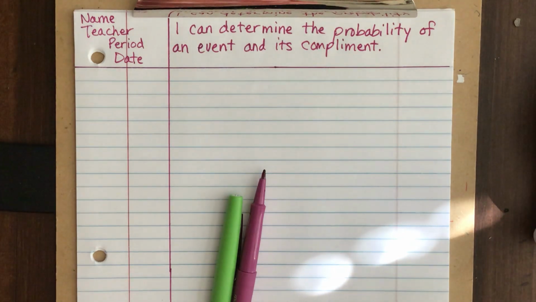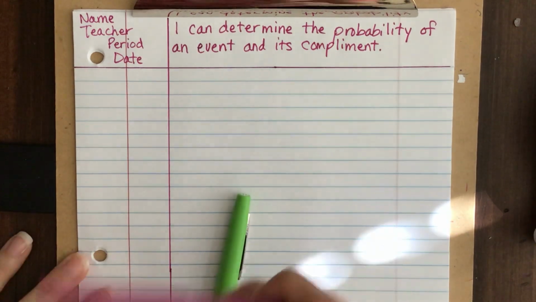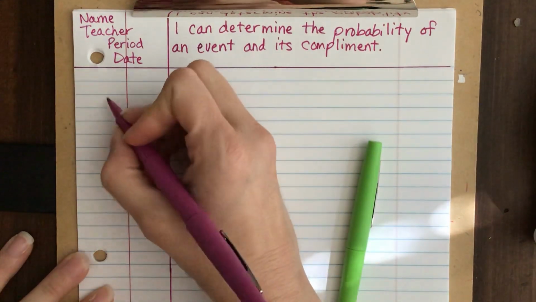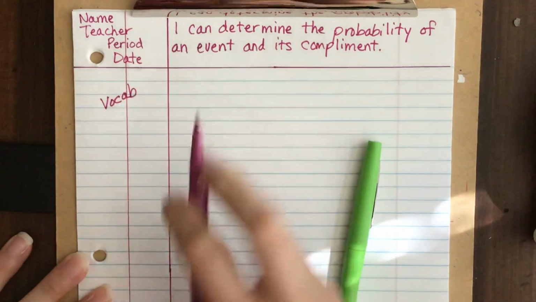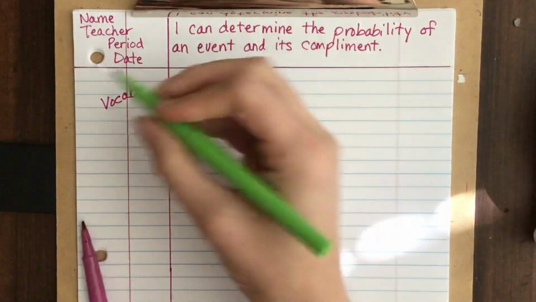Today we're going to talk about complementary events for probability. So if you're taking notes, you can pause this and set up your page. We're going to start with what a complement is. Not the, oh, your dress is beautiful, or I like the way your hair looks. It's a little different. So let's start with our vocabulary.